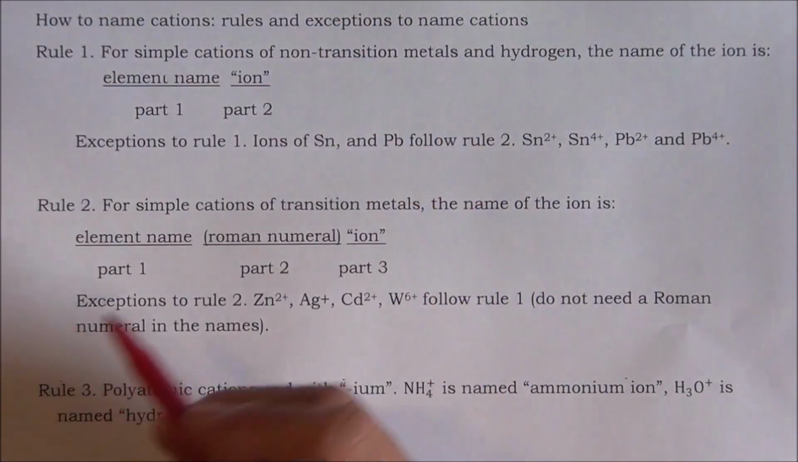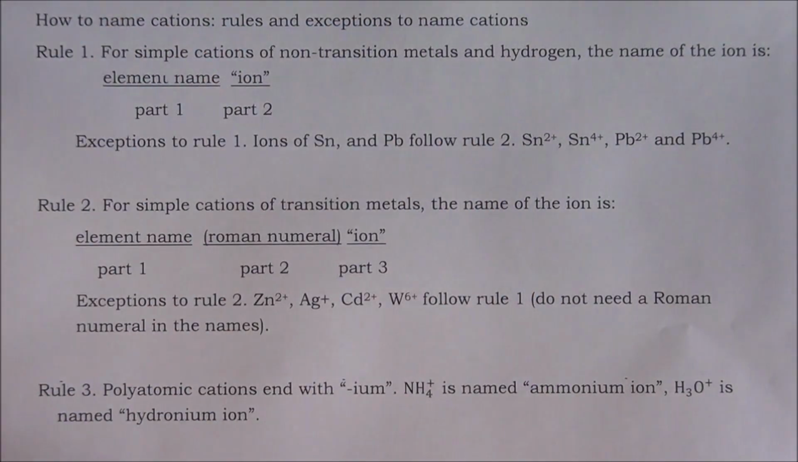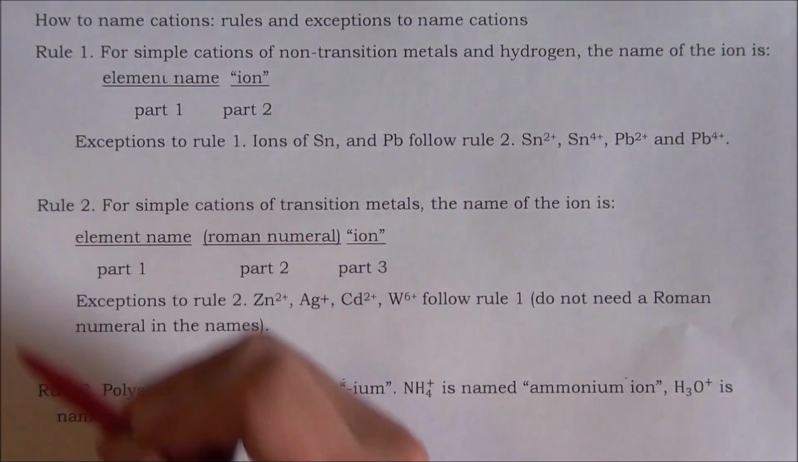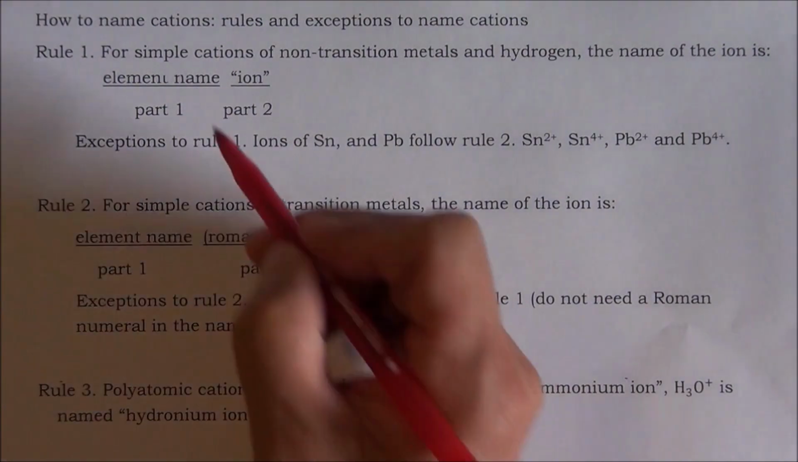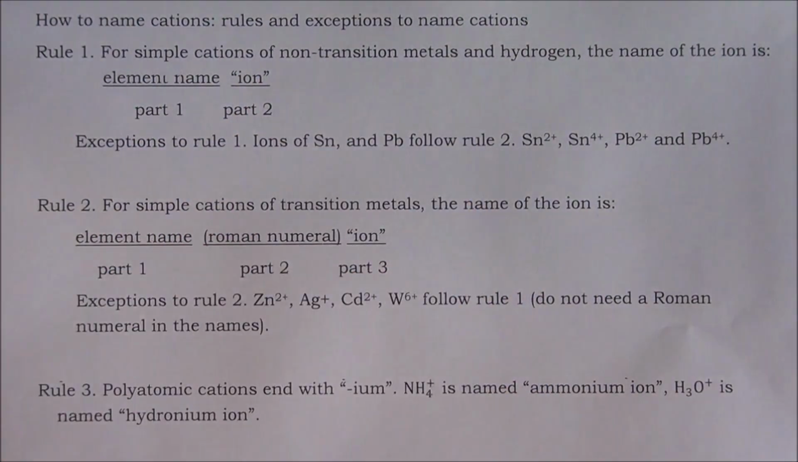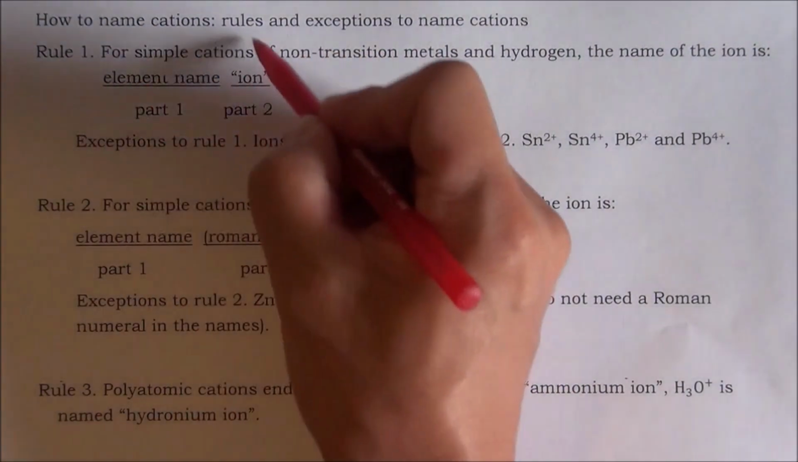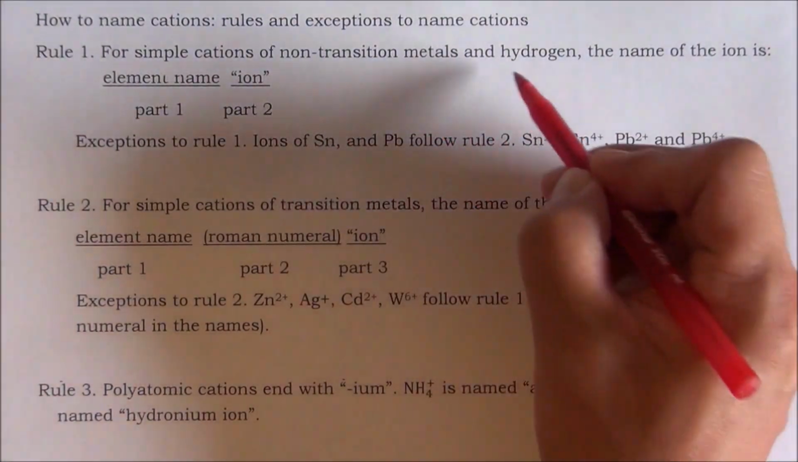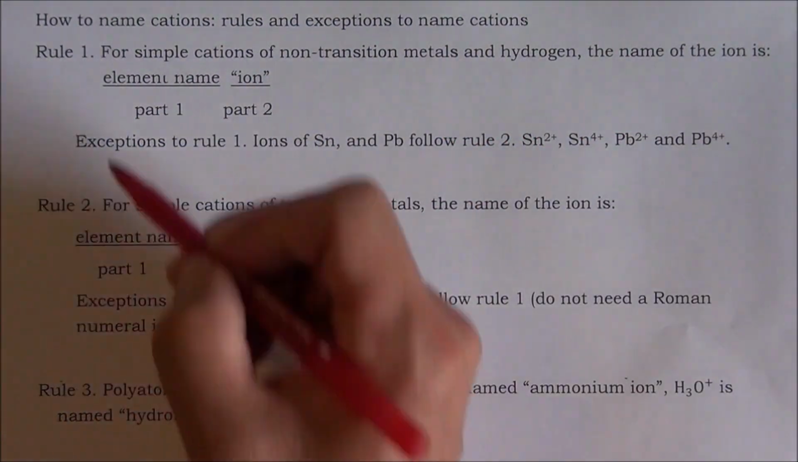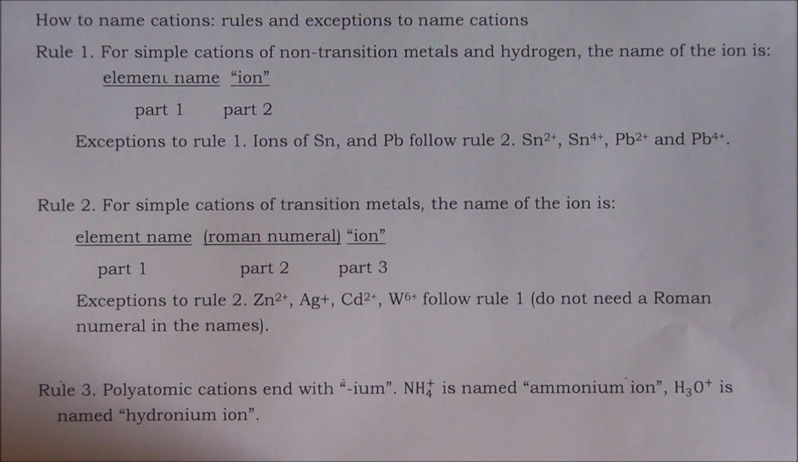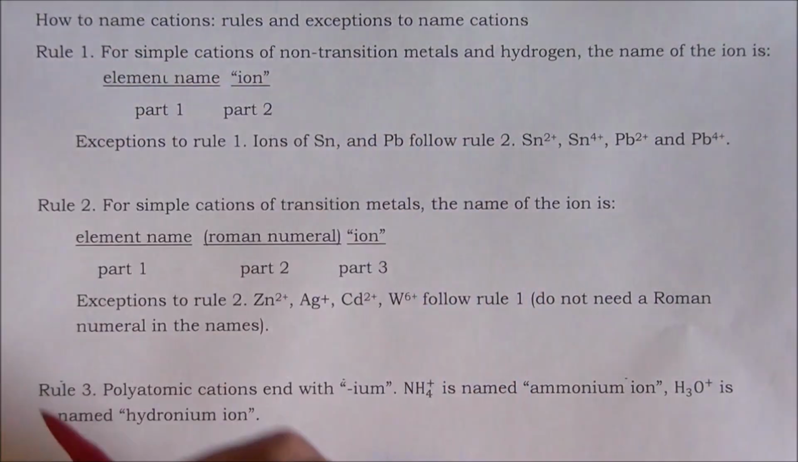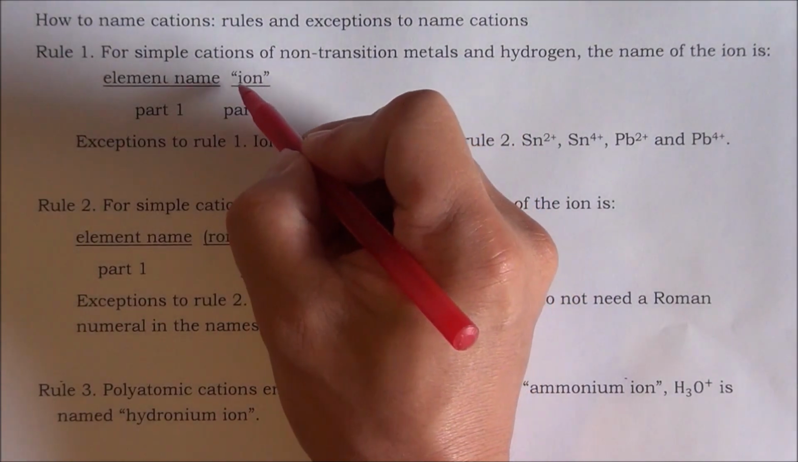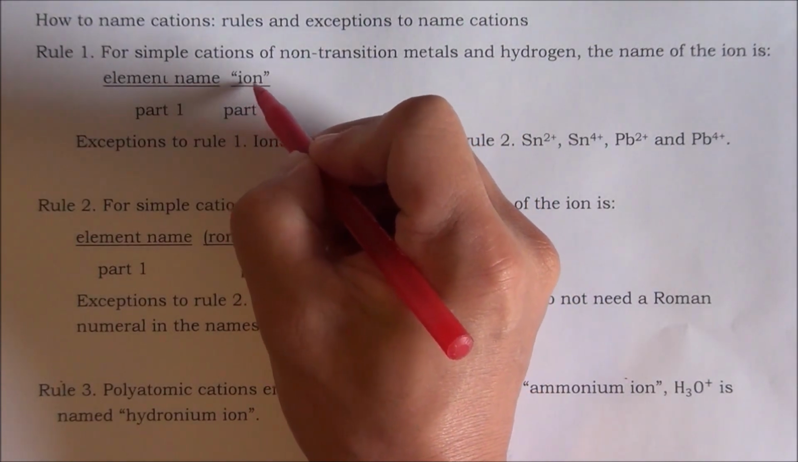There are 3 rules to name the cations. Rule number 1 and rule number 2 are used to name simple cations, and rule number 3 is used to name polyatomic cations. When we name simple cations of non-transition metals and hydrogen, we need to use rule number 1. The name includes 2 different parts. The first part is the element name. The second part is the word ion, I-O-N.